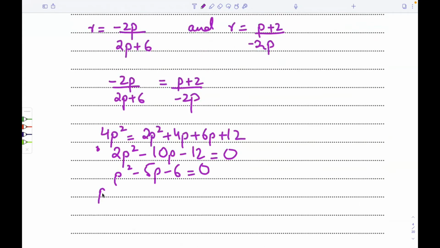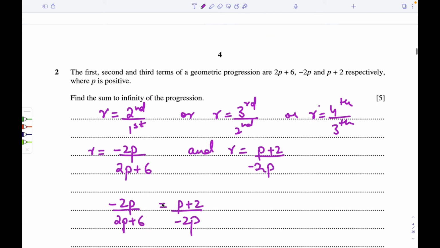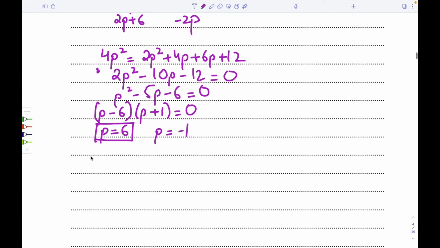Factorizing it and solving it, we get p minus 6 and p plus 1 is equal to 0. So the two values of p are p is equal to 6 and p is equal to minus 1. Now, as p has to be positive, this is the value of p that we will be taking for the next part, which is finding the sum to infinity. Now, the formula for the sum to infinity is a divided by 1 minus r. So a is the first term and r is the common ratio.